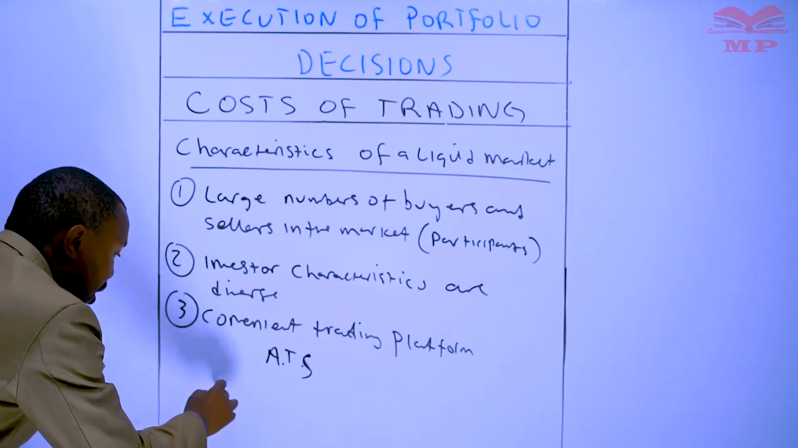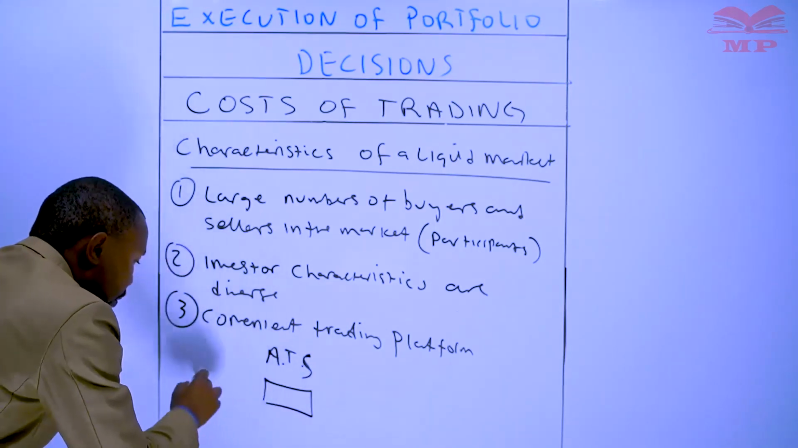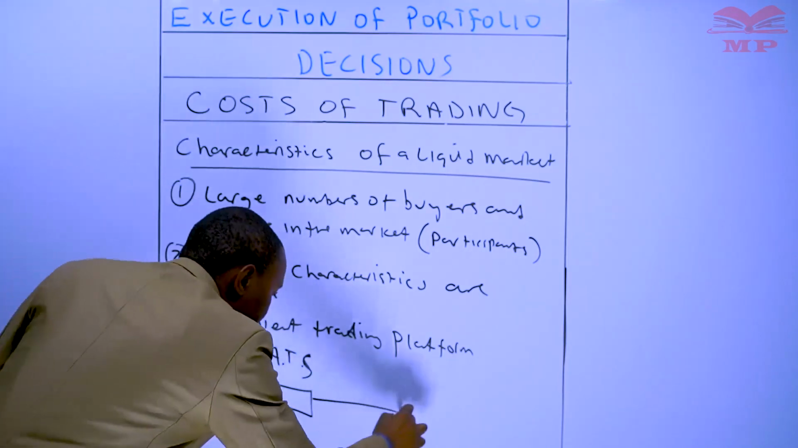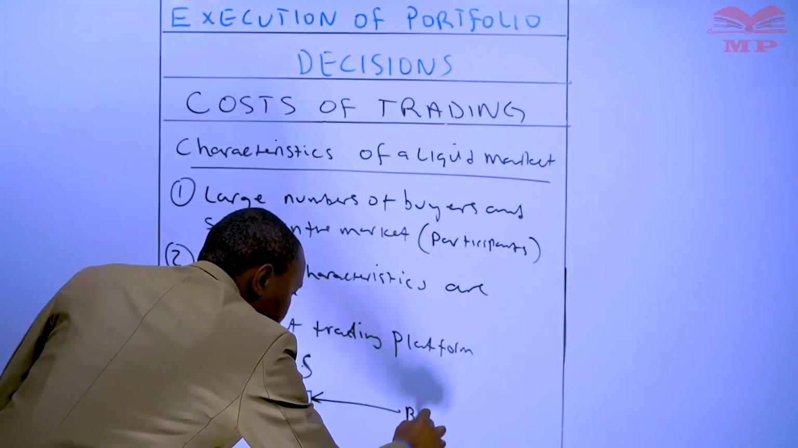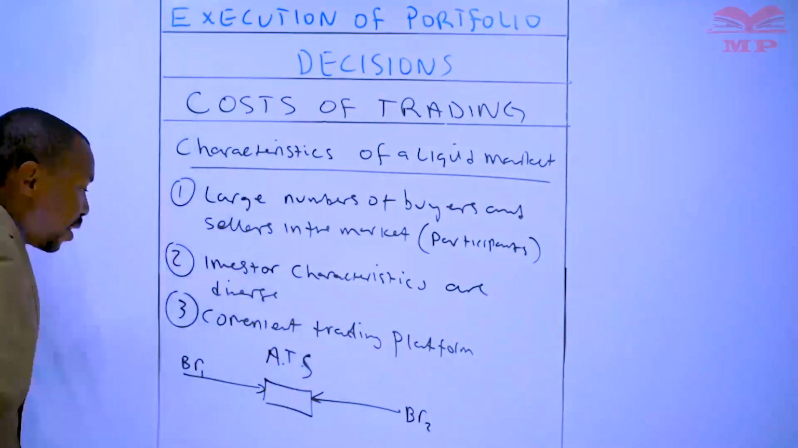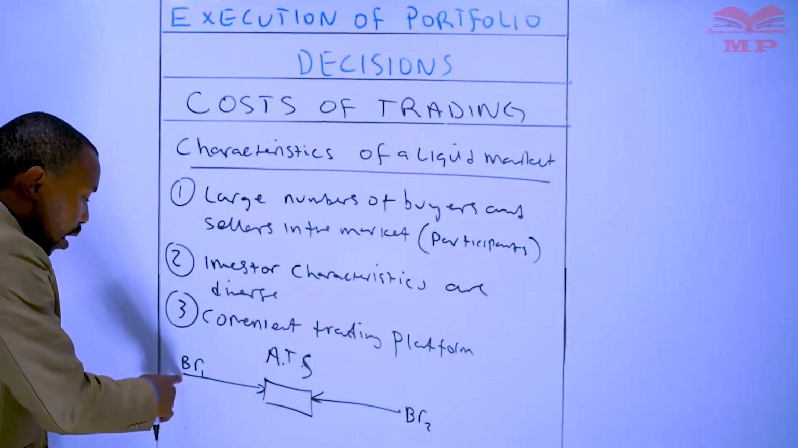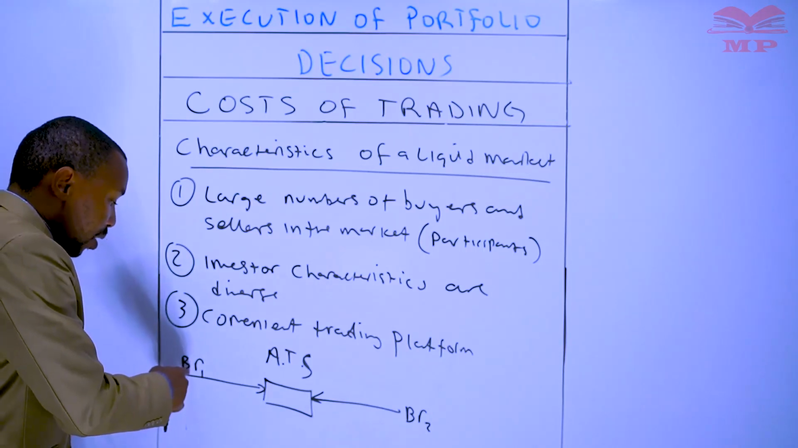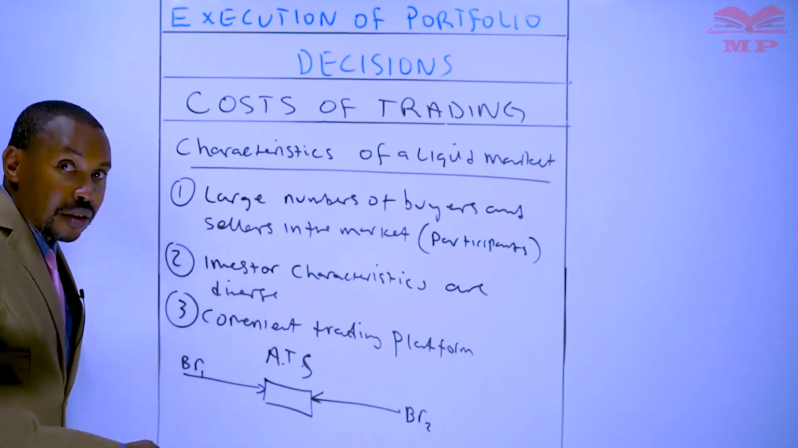So this is the way it works. This is the intermediary over here. One broker is linked with another broker, of course using the ATS, the automated trading system. This broker wants to trade KQ shares, or wants to sell KQ shares, and it has to place that order onto the automated trading system.